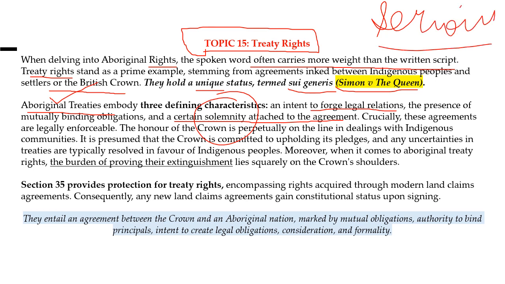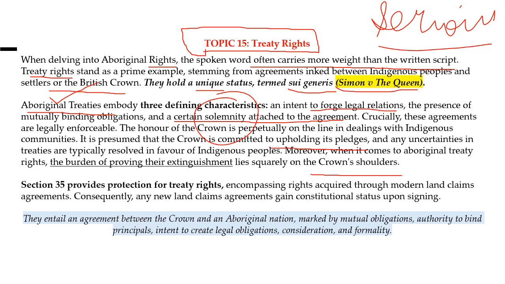Crucially, these agreements are legally enforceable. If someone breaches any treaty provisions, you can bring that before the court of law. Honor of the Crown is perpetually on the line in dealing with indigenous communities. It is presumed that the Crown is committed to uphold its pledge, that whatever promise the Crown has made in these treaties, the Crown will follow that. When it comes to Aboriginal treaty, the burden of proving their extinguishment lies squarely on the Crown's shoulders, because these treaties were mainly the intention and requirement on the part of the British Crown.